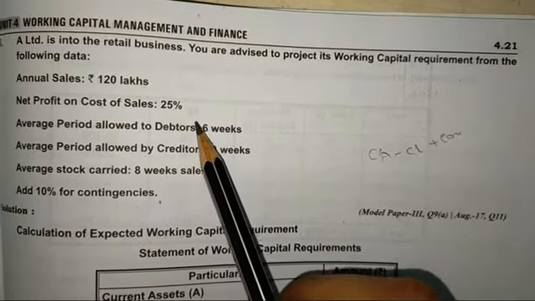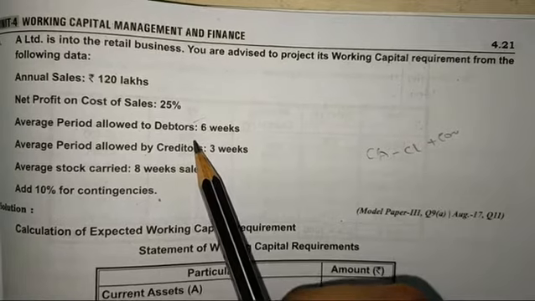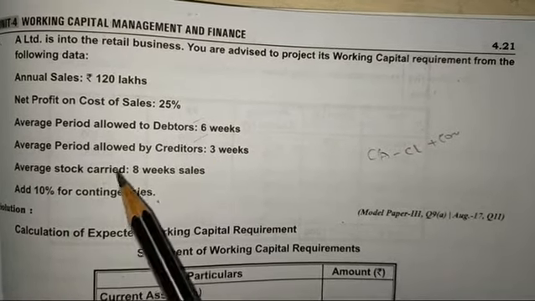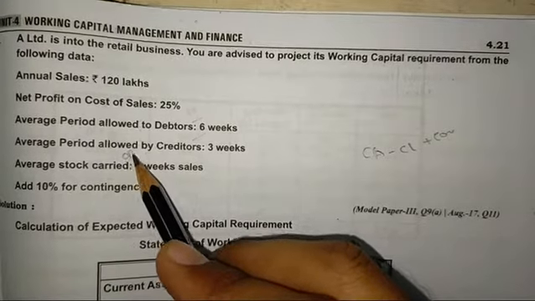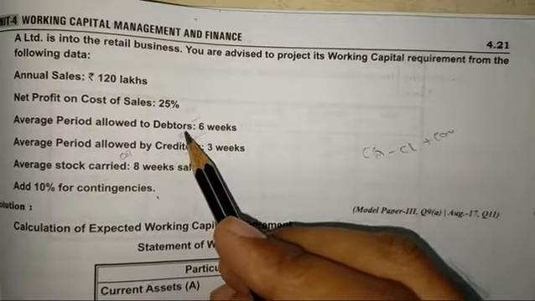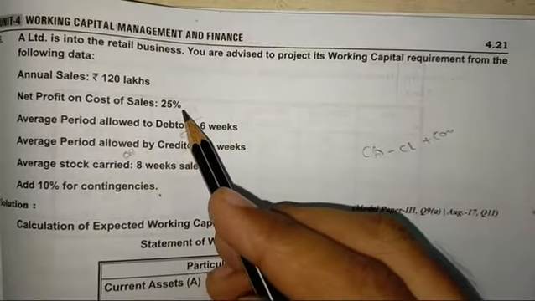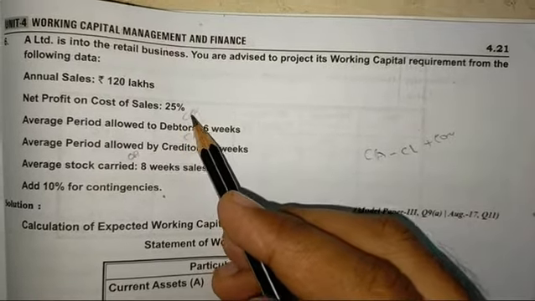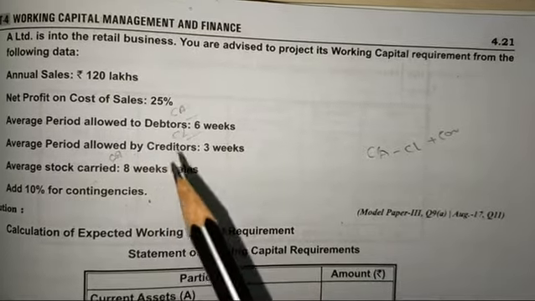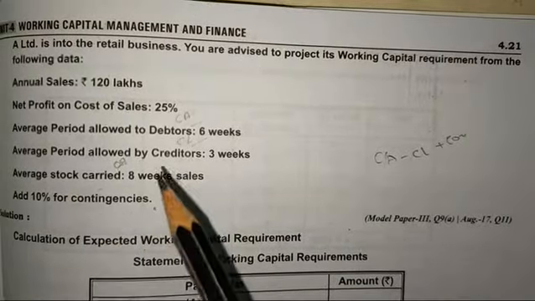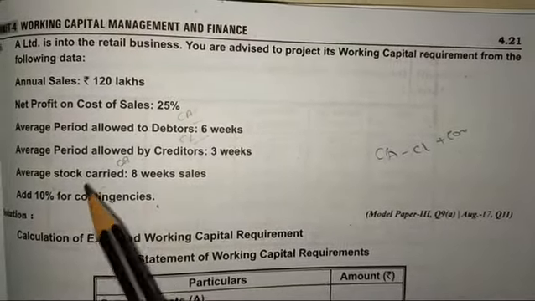Debtors will come under current assets. This will come under current liabilities. Stock will come under current assets. This is CA. This is CL. This is CA. Okay, we will proceed for that. We will be discussing how to proceed for this. I will show you here.